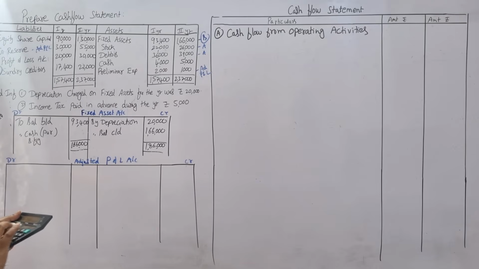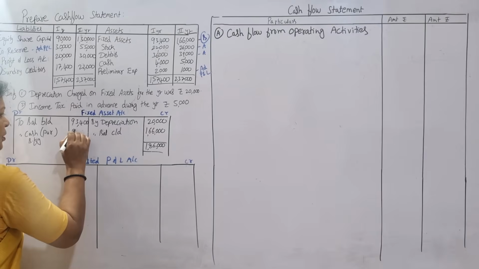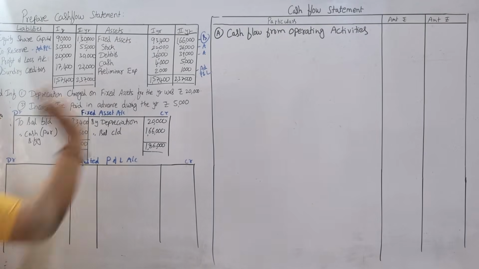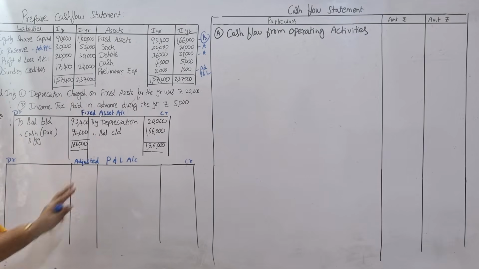1,86,000 minus 93,400. Correct. 1,86,000 minus 93,400 is 92,600. 92,600 you got. This we are going to take into the cash flow statement. Next we'll prepare the adjusted profit and loss account.